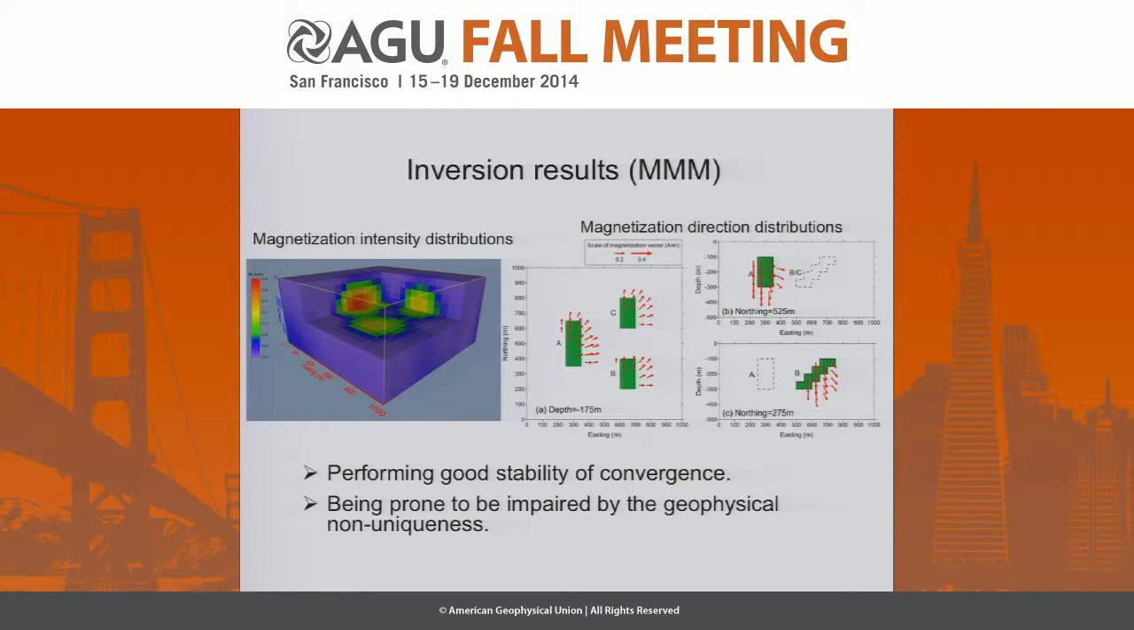But when we carefully look at the direction distribution, we found that the direction inversion result is unacceptable. For example, the directions vary too much, from east to north and northeast. In fact, there is only one direction, that is east by north 60 degrees. So we think that this is because the geophysical non-uniqueness leads to this problem.